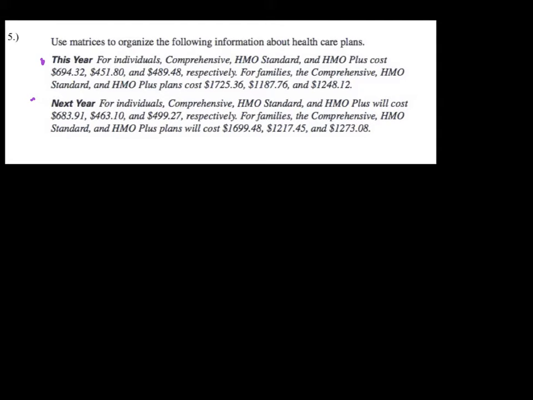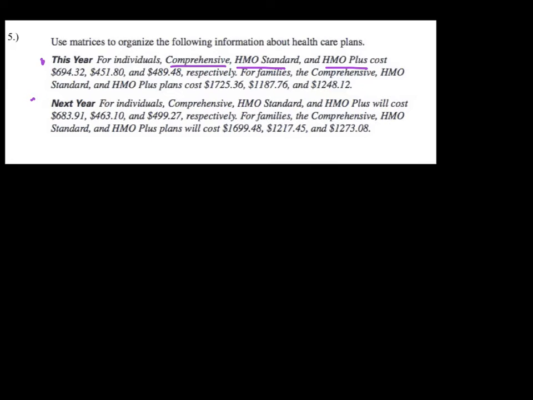So for the first year, or this year, it says for individuals, comprehensive, HMO standard, and HMO plus. So those are your three plans. Cost $694.32, $451.80, and then $489.48. And then it says for families, these plans cost $1725.36, $1187.76, and $1248.12.